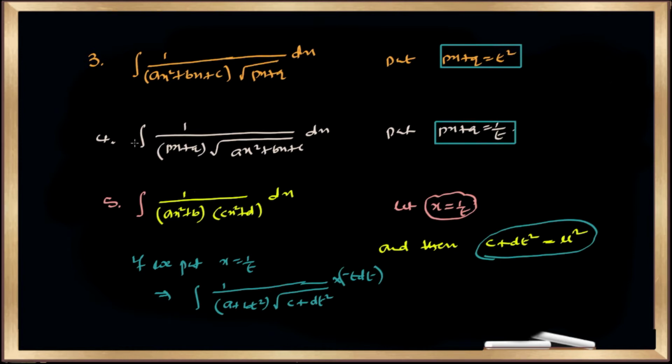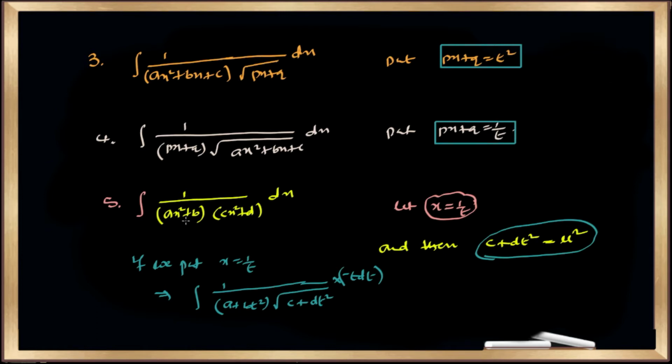And the fourth type is 1 by linear into root over quadratic. Here linear equals 1/t. Since linear is not under the root, the linear part we take as 1/t, and in the third one linear is in the root, so linear equals t². Linear means px+q. In the fourth one, linear, that is px+q, equals 1/t.